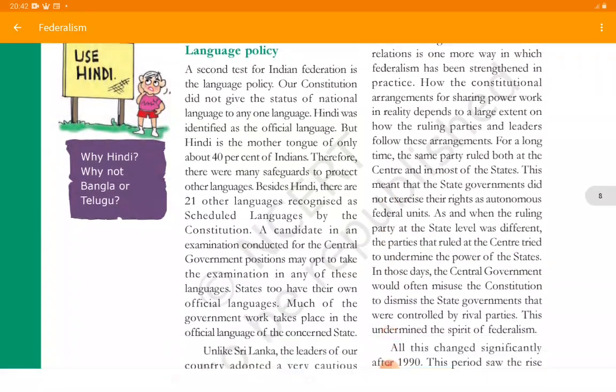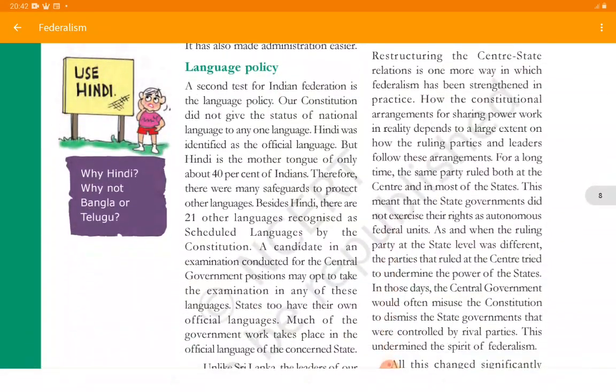Now we will see the next topic, that is the language policy. First we saw that to practice federalism in our country, we need the formation of linguistic states. Now, linguistic, I think you have understood the meaning, is the basis of regional diversity. To accommodate it, we use the term linguistic state. Second is the language policy for the establishment of federalism in our country.